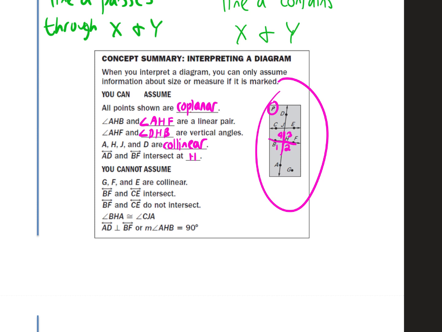Okay, so we can assume those things because either they're on the line, they're on the plane, but some of the things down here we cannot assume. Okay, we can't assume that these points, that's G, F, and E, are collinear. There's not a line on them. Okay, there's certain things we cannot assume. We can't assume that they're 90 degrees because there's no right angle symbol. Stuff like that, okay? So let's keep moving here.